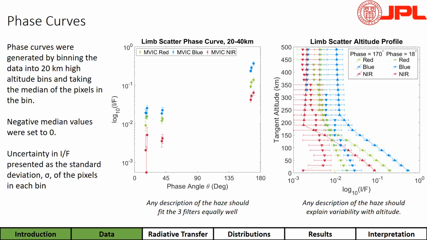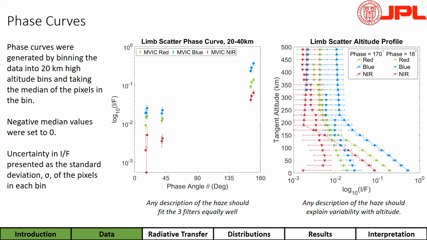Isotropically scattering means that it scatters the same forward and back. However, you can see that we have that large forward scattering peak. Well, that's indicative of large size scatterers, and that's in the Mie regime. So whatever our distribution is, it needs to explain both this forward scatter and this back scatter component. Any description of our haze also needs to explain these three filters equally well.